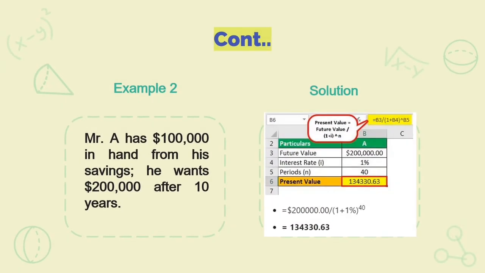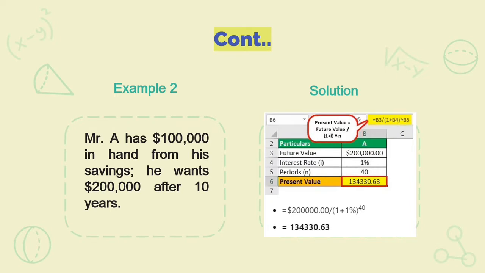Okay, next, this is the continuation of the examples for present value. Example 2: Mr. A has $100,000 in hand from his savings. He wants $200,000 after 10 years. So, what does he need to do?